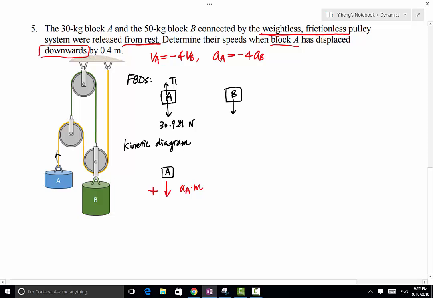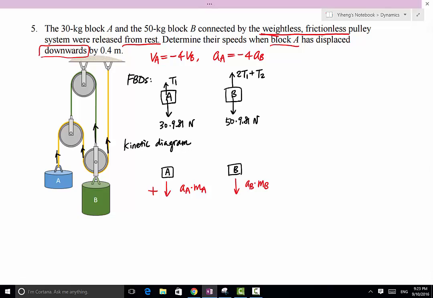It is subjected to its own weight, and it is subjected to several forces upwards. As you can see, we have the same T1, and this one right here is different, and that's T2. So together, that is 2 times T1 plus T2. For block B, its kinetic diagram, let's assume the direction is downward again, is AB times MB.